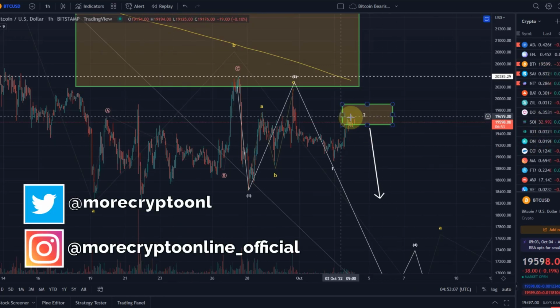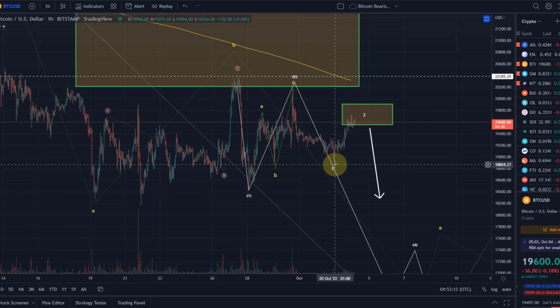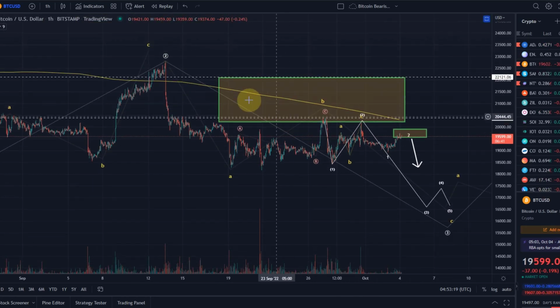Bitcoin has reached my target area here for this wave 2. The thing is, in my opinion, at the moment at least, this is only a retracement in the overall downturn.